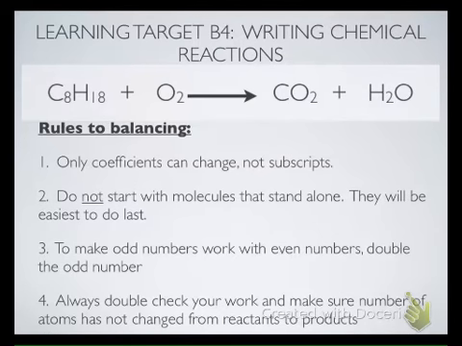Okay, so here's how I would balance this equation. I'm going to start with carbons since it's over on the left there, and why not? So I've got 8 carbons on the left side of my arrow. How many do I want to end up with on the right? 8. So the first thing I could do is try an 8 right here.